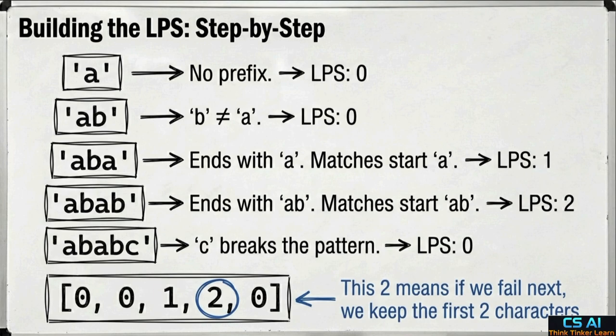Look at that 2 at index 3. It tells the computer, if you fail at index 4, which is the C, you don't need to restart. You already have a matching prefix of length 2 ready to go. This pre-processing only takes O(m) time, which is the tiny price to pay for the efficiency we gain later.